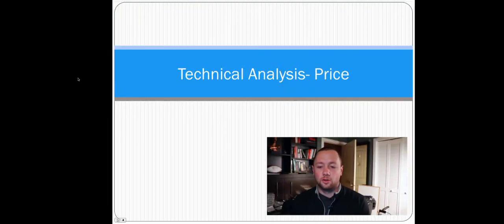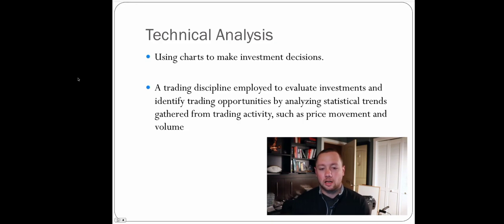Here, and today we are going over technical analysis with a focus on price. So let's get into it. Technical analysis is using charts to make investment decisions. What that means is we are taking the price and the volume data from that trading day, putting it onto a chart with the rest of the trading days, and then we are going to extrapolate as much information as we can to make a buy, sell, or hold decision.